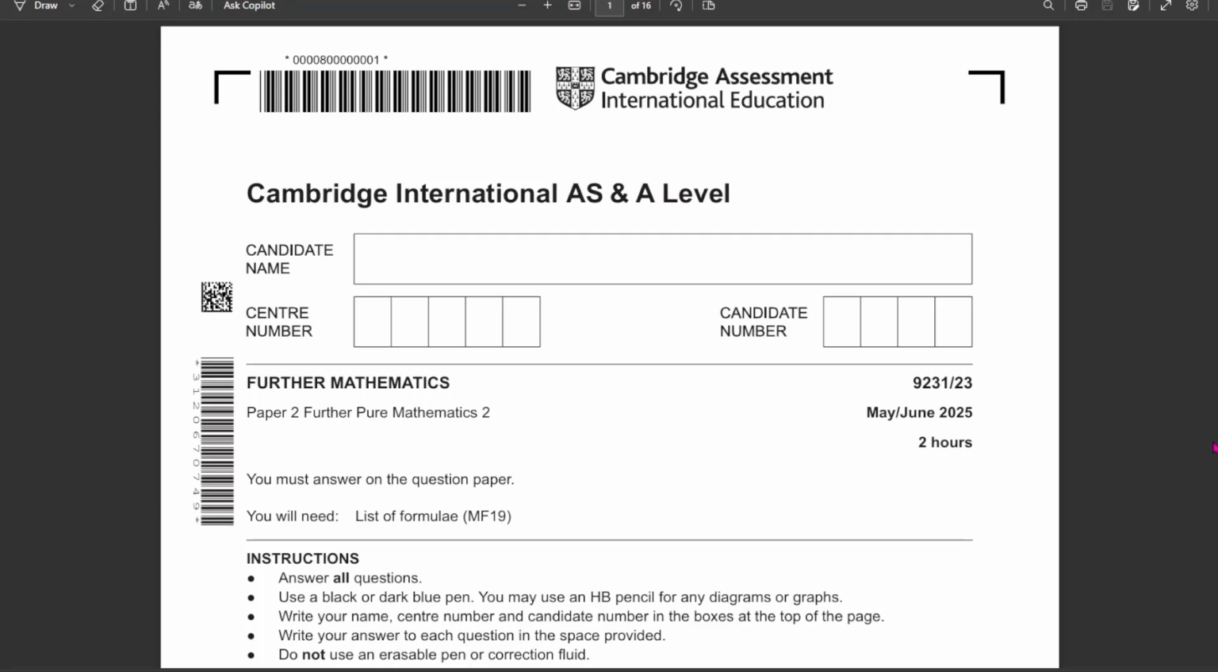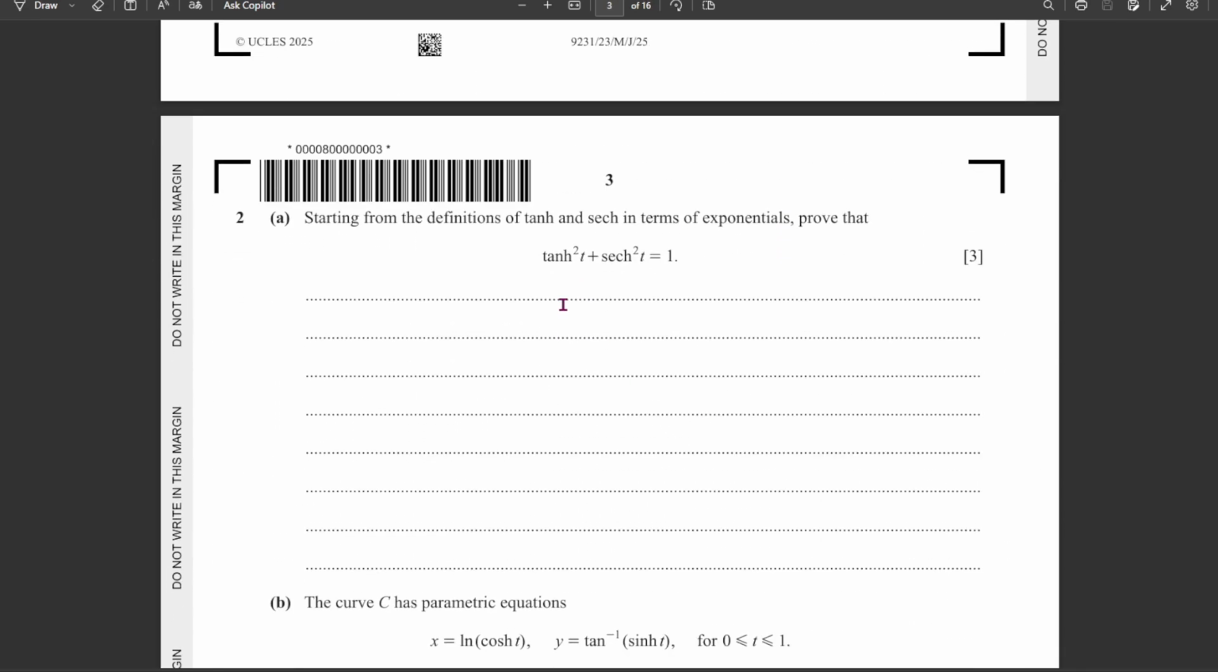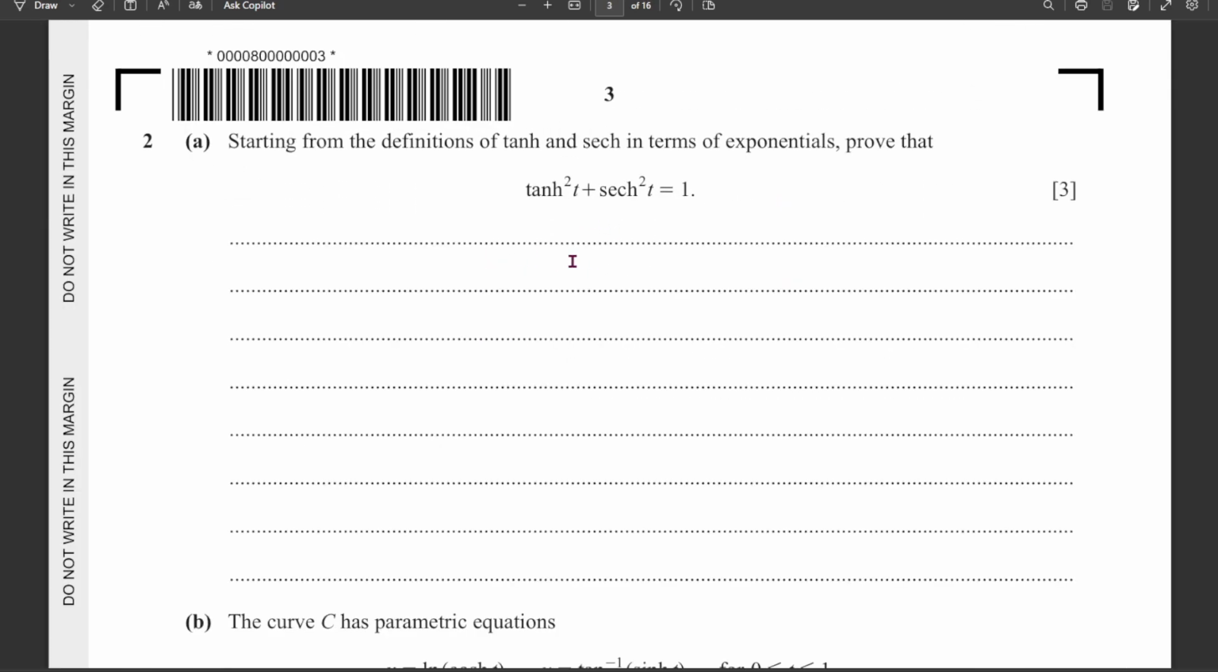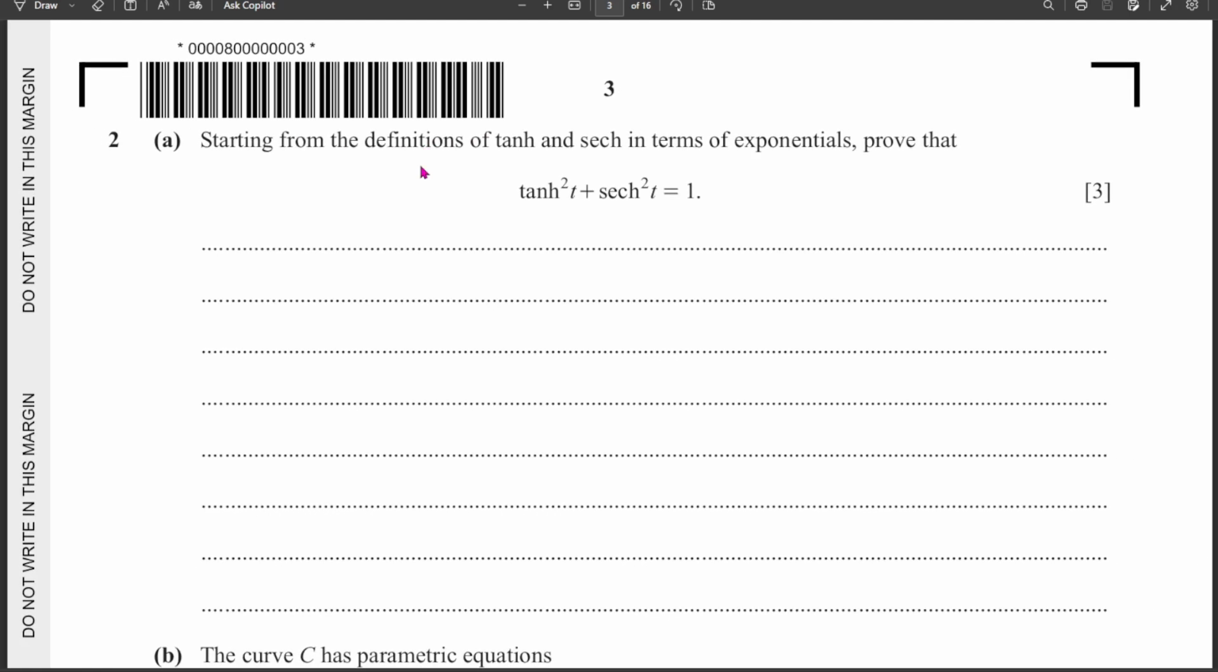Hi everyone, today we do Cambridge A-Level Further Mathematics, syllabus code 9231 for the Further Pure Paper 2. This is variant 3 from the May June 2025 series. We go for question 2. I've done question 1 already. So this is, we call a hyperbolic function question.